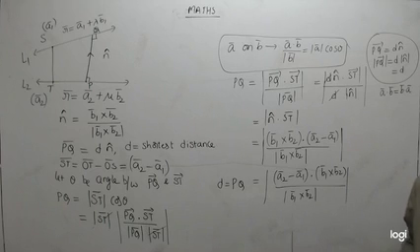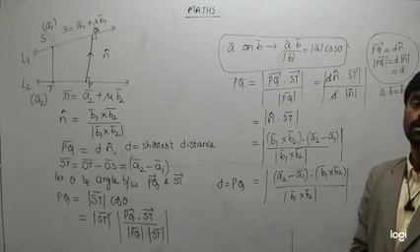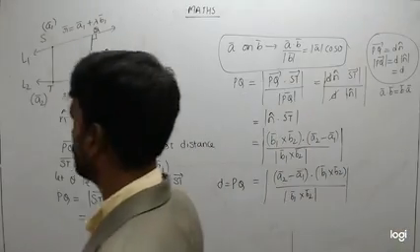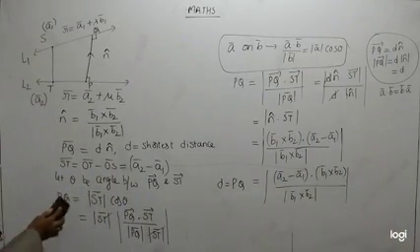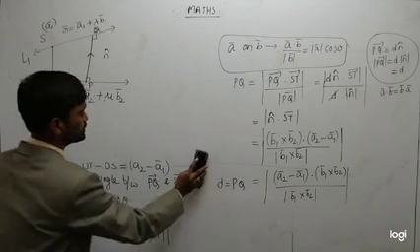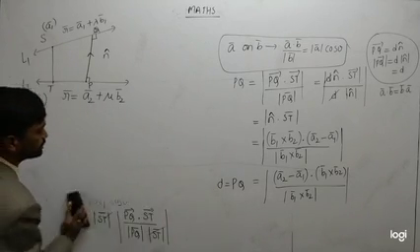Shortest distance between skew lines. Suppose they have given the Cartesian form. So how to find the shortest distance between skew lines?